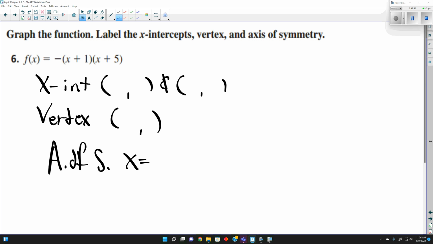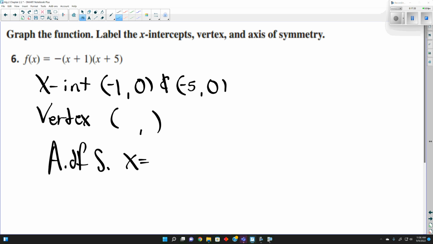Now we know for the x-intercepts, the y values are going to be 0 and 0. And the values that go into these here are going to be p and q. So -1 and -5. Since it's +1, it comes out as -1. Since it's +5, it comes out as -5.